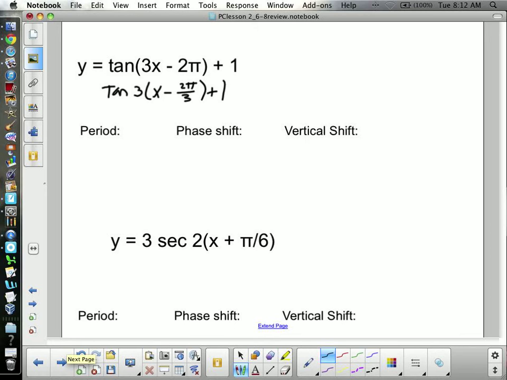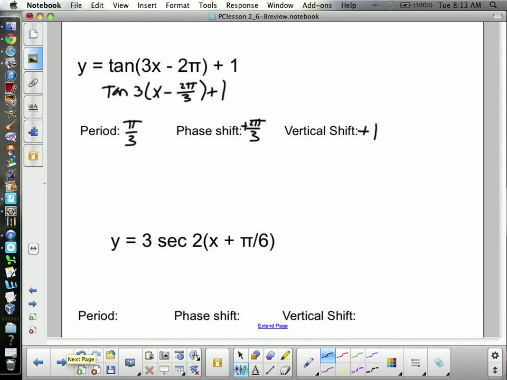If you're not sure about that factoring, what if I distribute this back? I get 3x minus 6 pi over 3, which is 2 pi. Yep, I did factor that correctly. We're not used to factoring out to get a fraction. That's not something we normally do, but we do here. So my period would be pi over 3. My phase shift would be plus 2 pi over 3, always the opposite sign of what's in the parentheses. And the vertical shift is plus 1.